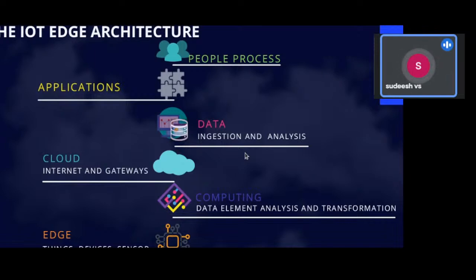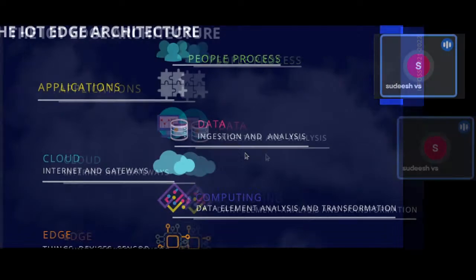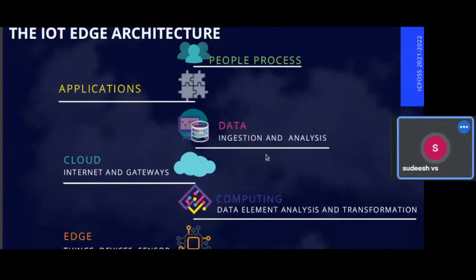But I am telling about the structure, what the IoT edge architecture relies on. First is any device that can be an edge device. It's normally an IoT device containing sensors, controllers, etc. The computing part is the data element that analyzes the data and transforms it into meaningful information. And the cloud computing part has the internet gateways, which are gateways or switches or routers through which your data is forwarded.